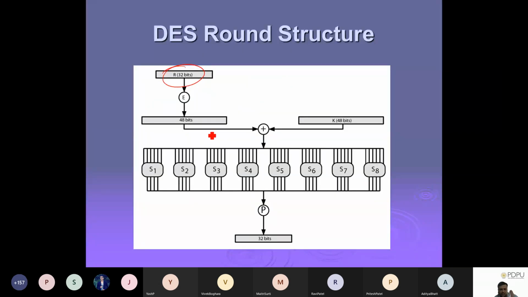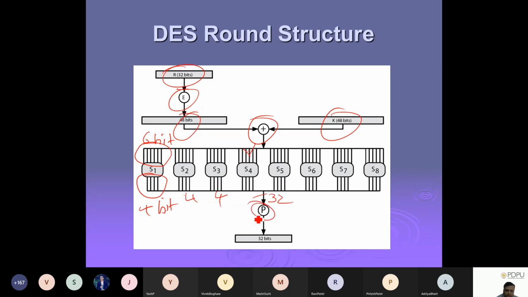Only the right part we are playing with here. Then the expansion takes it to 48 bits, then with the key they do the XOR, and then put it into the S boxes. Now in the S box, if you have seen, there are 6 input bits and 4 output bits. How many S boxes are there? There are 8 S boxes, right? And from the 8 S boxes every time you get 4 bits, so ultimately this is your 32 bits. Then using the permutation again you are changing it, and thus you get your 32 bits.